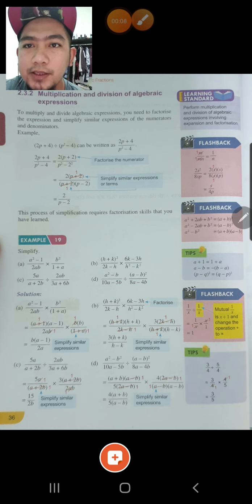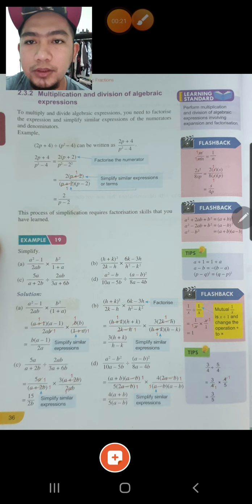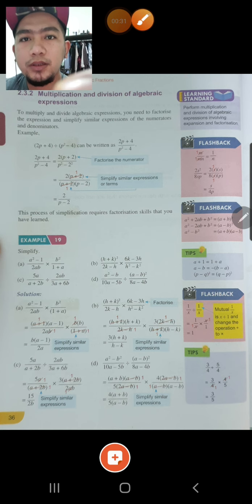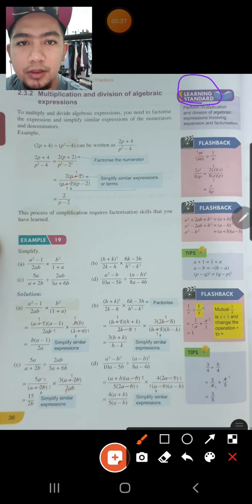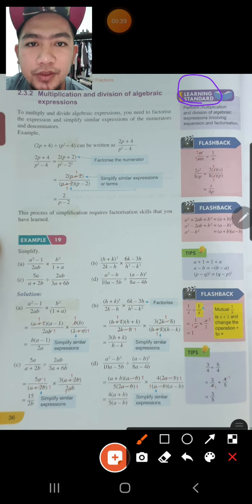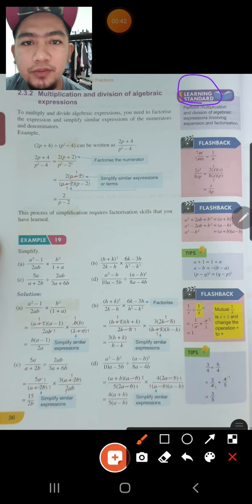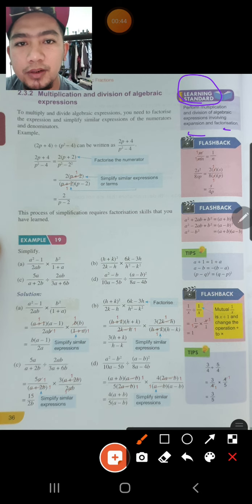Today we're going to continue our subtopic 2.3.2, multiplication and division of algebraic expressions. Before this, you have learned about addition and subtraction. Today we're going to learn about multiplication and division of algebraic expressions. The first thing is the learning standard: perform multiplication and division of algebraic expressions involving expansion and factorization.